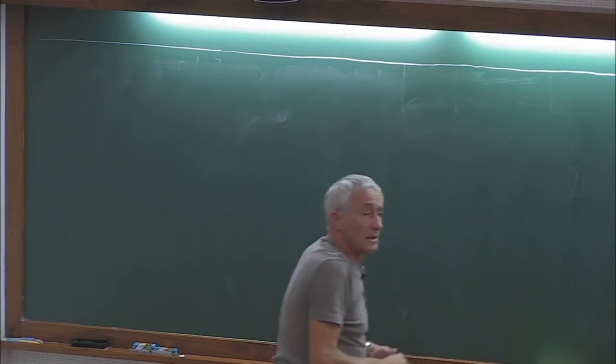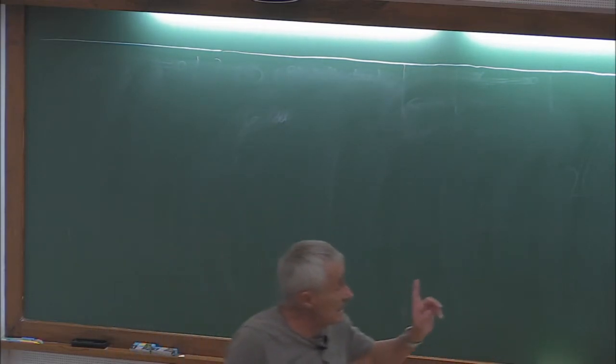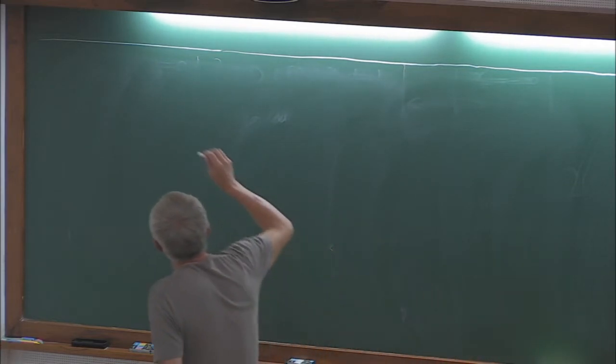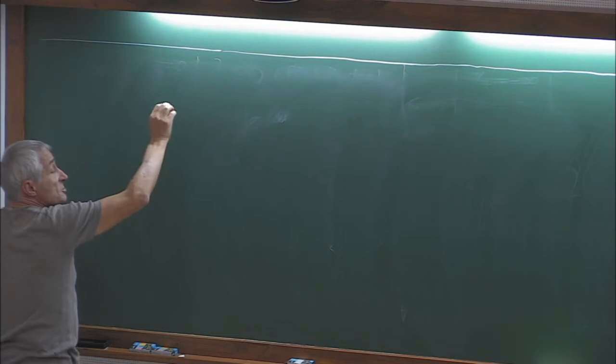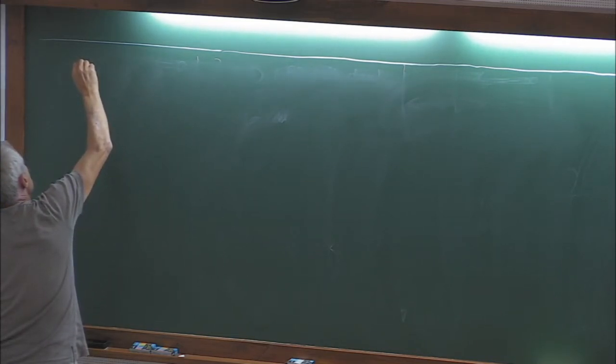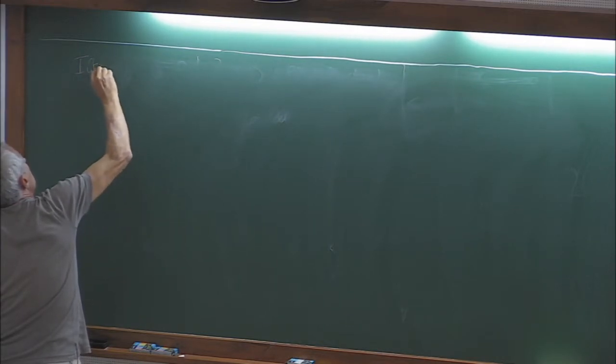And now, what is very important, which is connected with this conjecture, is the Iitaka-Moishezon fibration.